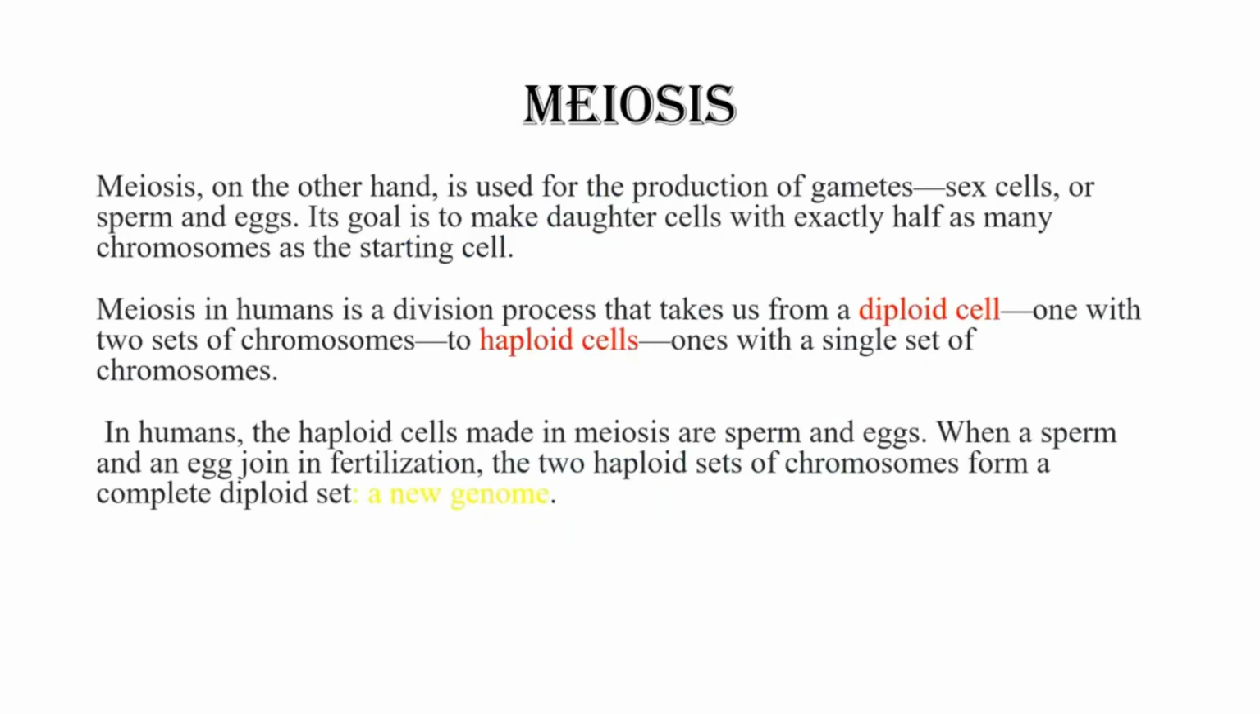What is meiosis? Meiosis is used for the production of gametes, that are sex cells. That means we can see it only in the reproductive cells. This cell division takes place only in a reproductive organ. So in that, the diploid cell will be converted into a haploid cell, and again after fusion the haploid cells will form a diploid cell, and we develop into a new genome. So this process takes place in meiosis.